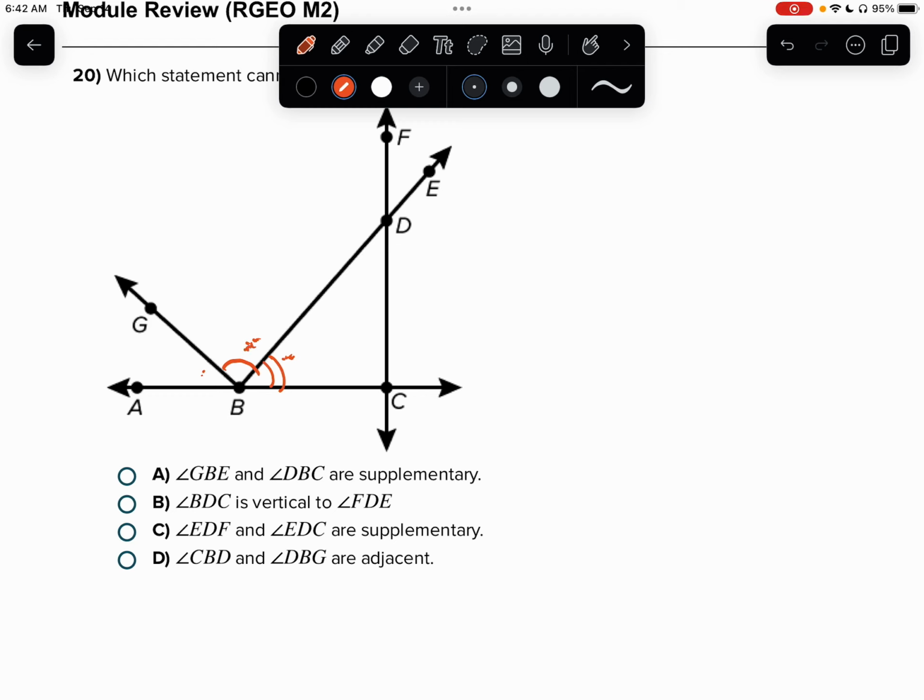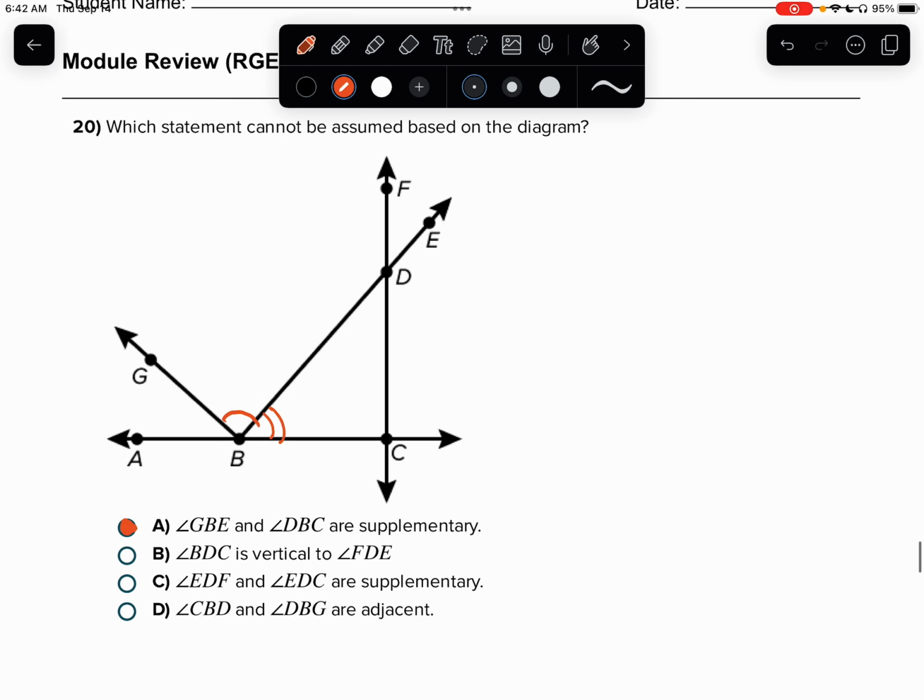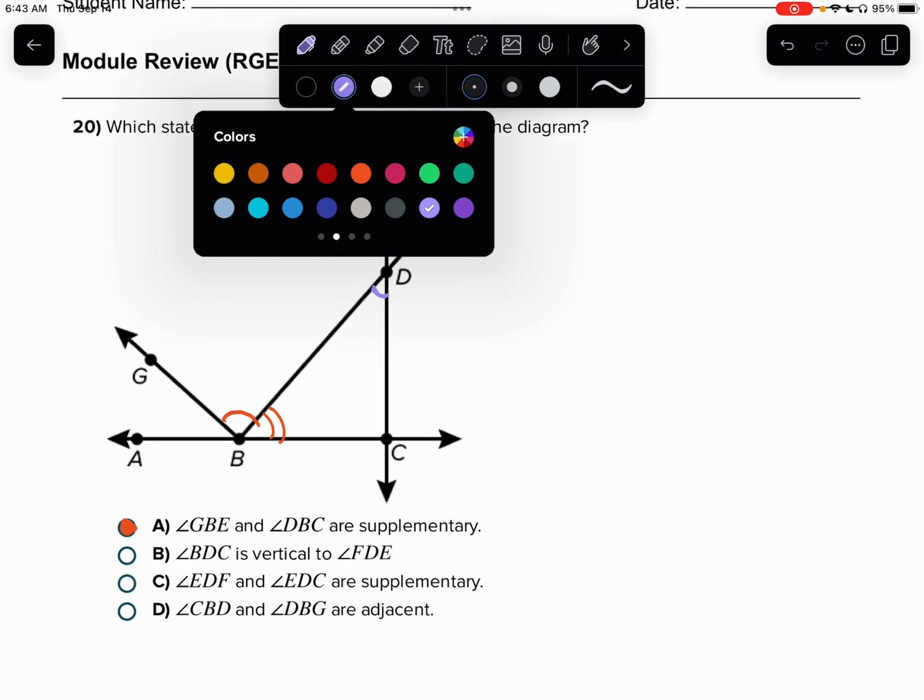These three, however, would. If I could add all three of them together, it would. But just those two alone will not be supplementary. So it looks like that's probably going to be the one that can't be assumed. It's probably A. Let's look at the others just to be sure. BDC is vertical to FDE. So FDE is here. BDC is there. Yes, those are vertical angles. They're across from each other.